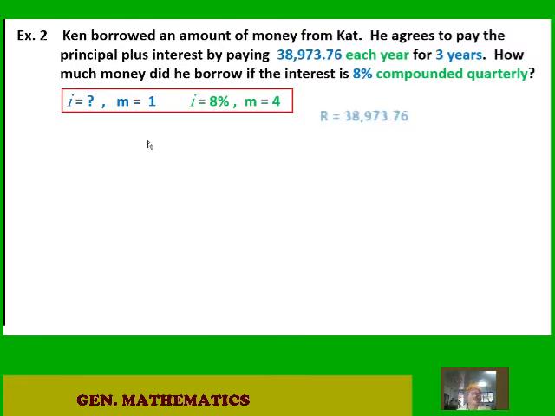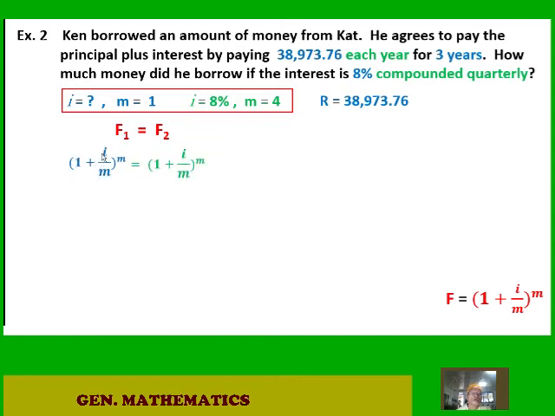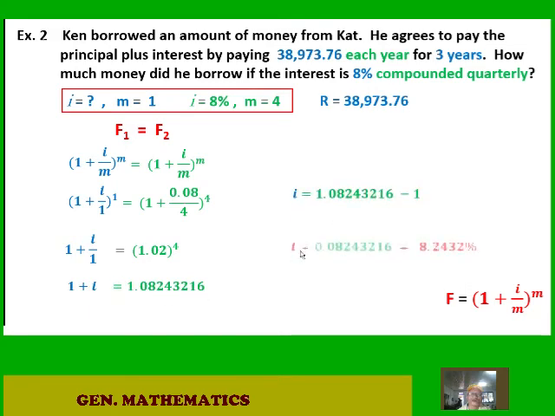Okay, using the same method, using the formula of F, i is unknown, m is 1, i is 0.08, m is 4. Simplify the right side, then raise to the fourth power, then transfer 1 becomes negative. So i is equal to 8.2432%.